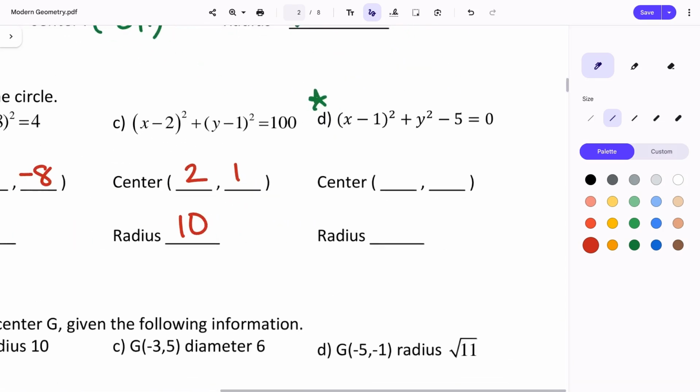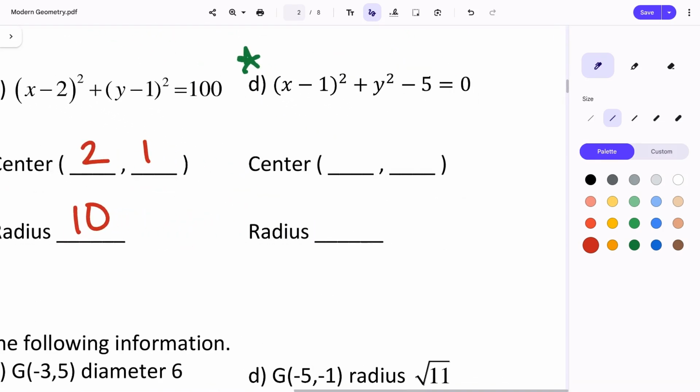Now, I put a star by D. Anyone know why? There are no parentheses around the y and the -5. Okay, they do not go together. This 5 actually is on the wrong side. This 5 needs to be over here. It does not go with the y squared. If it doesn't have parentheses, then it doesn't belong with the center. That's actually telling us something about the radius.